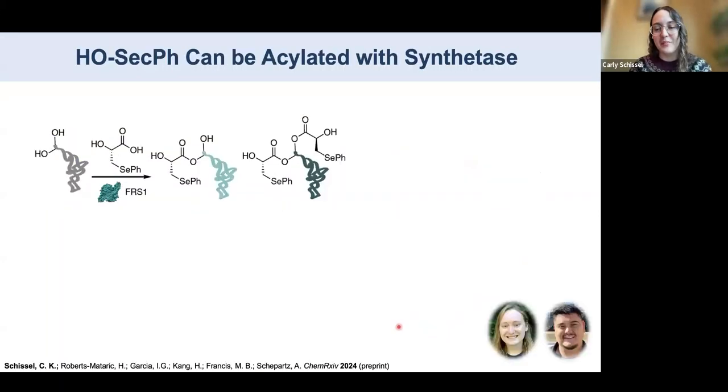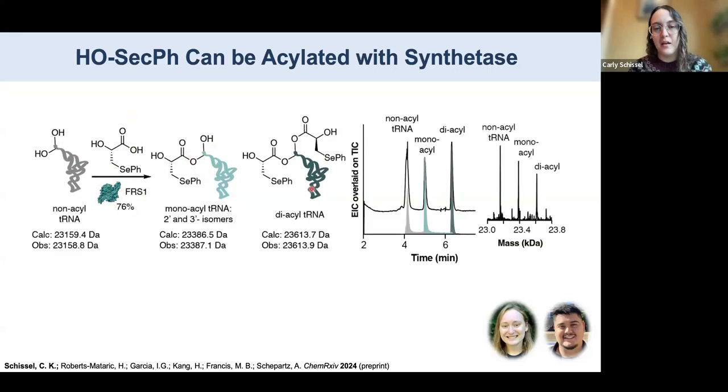And so a lot of this work was done by Helena, a grad student who is about to pass her quals, which is very exciting, as well as Isaac Garcia, my current undergraduate mentee, who was the first to demonstrate that this monomer can be incorporated by the ribosome. What they did was find that FRS1, an analog of pyrrolysine synthetase which better accommodates phenyl side chains, can acylate this hydroxy acid onto tRNA, and we get a mixture of mono and diacyl.